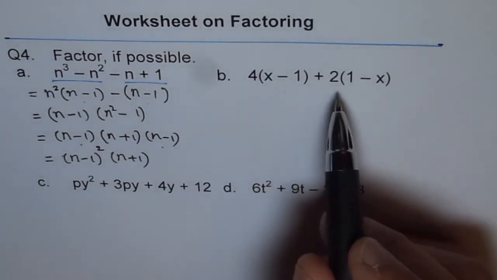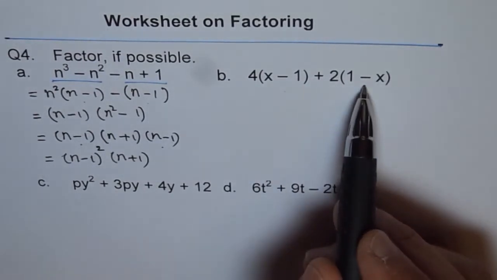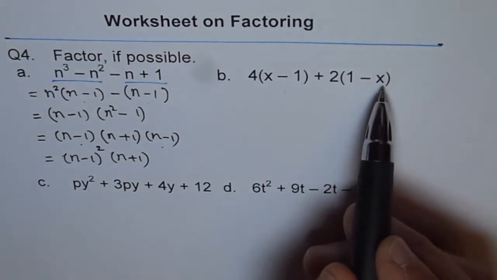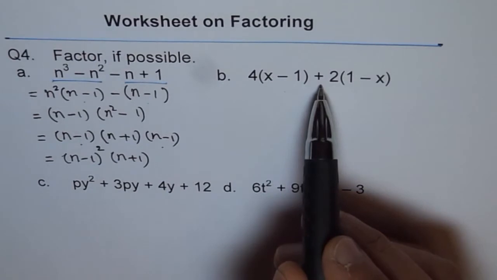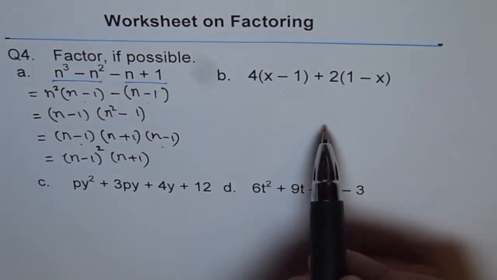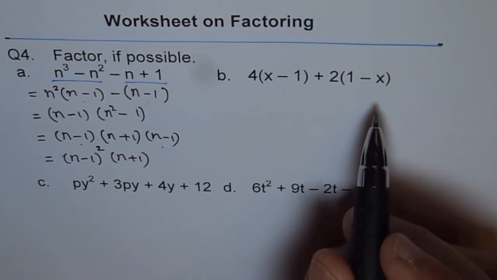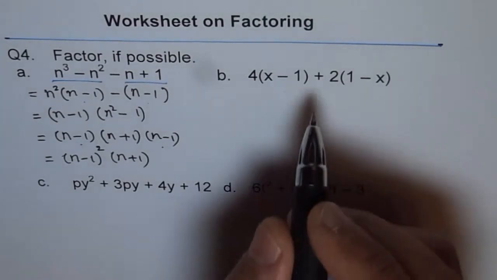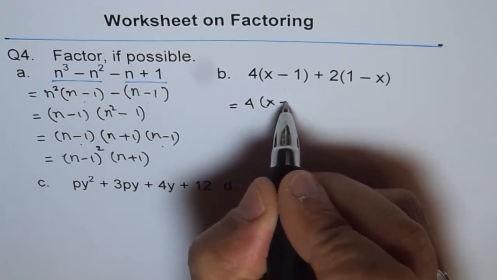Now here, there is a very interesting case, and that is, do you see anything common here? We have x minus 1 and this is 1 minus x. It is not x minus 1. But if I make this negative, then it does become x minus 1. So these are situations which you do come across, and it's good to be aware of these situations, right? And that's the reason of having this question here.